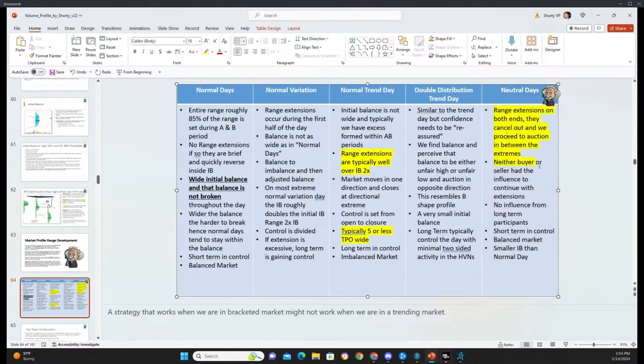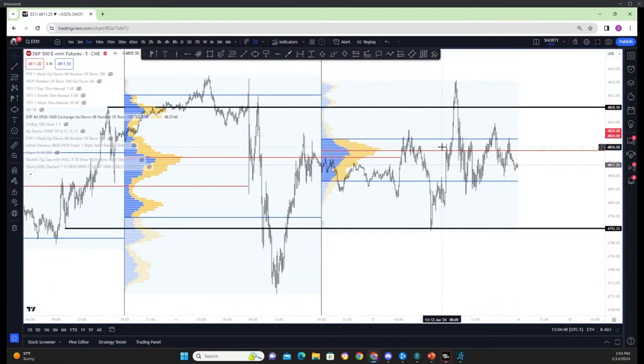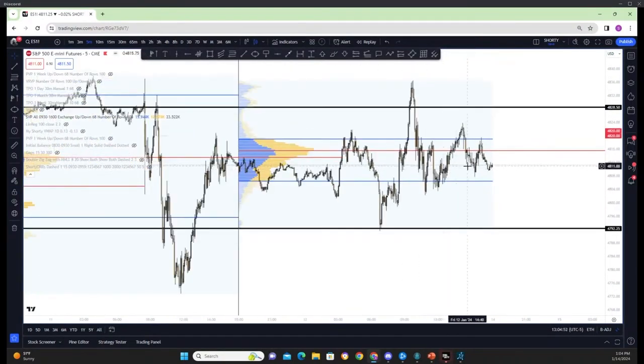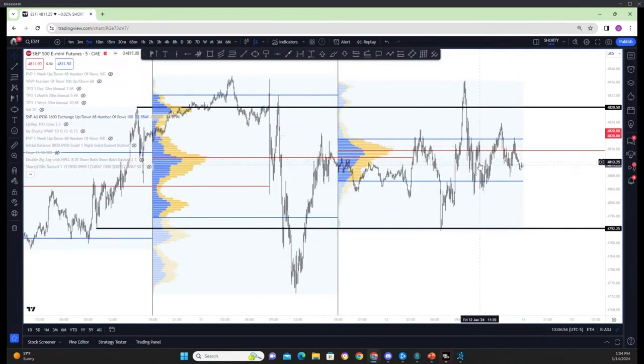Yeah, a neutral, normal day. No, he's right. Neutral. But look, it literally tells you range extension on both ends. They cancel out and we proceed to auction between the extremes. You went above at open. You went below at open. Where did you close? Inside. That's a neutral.